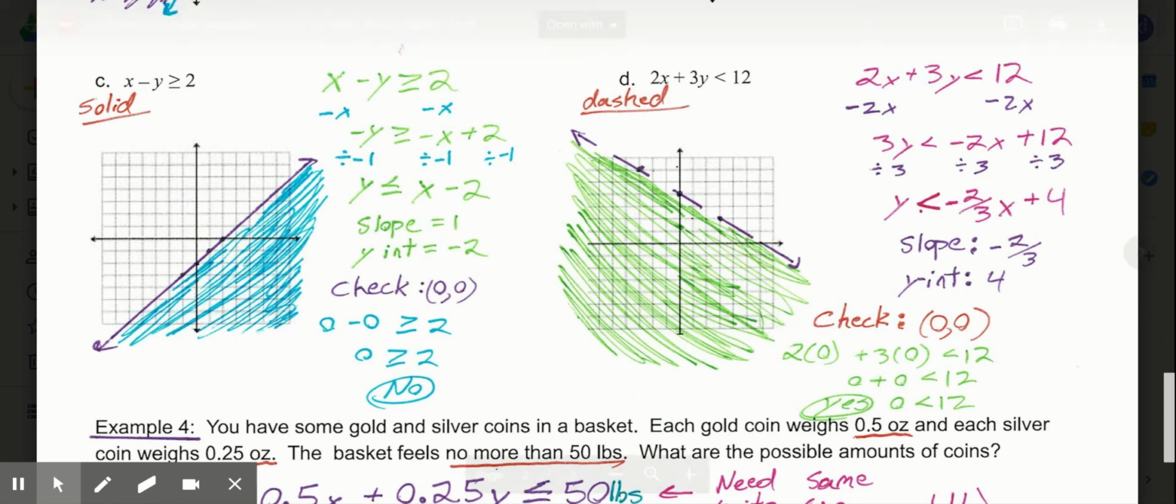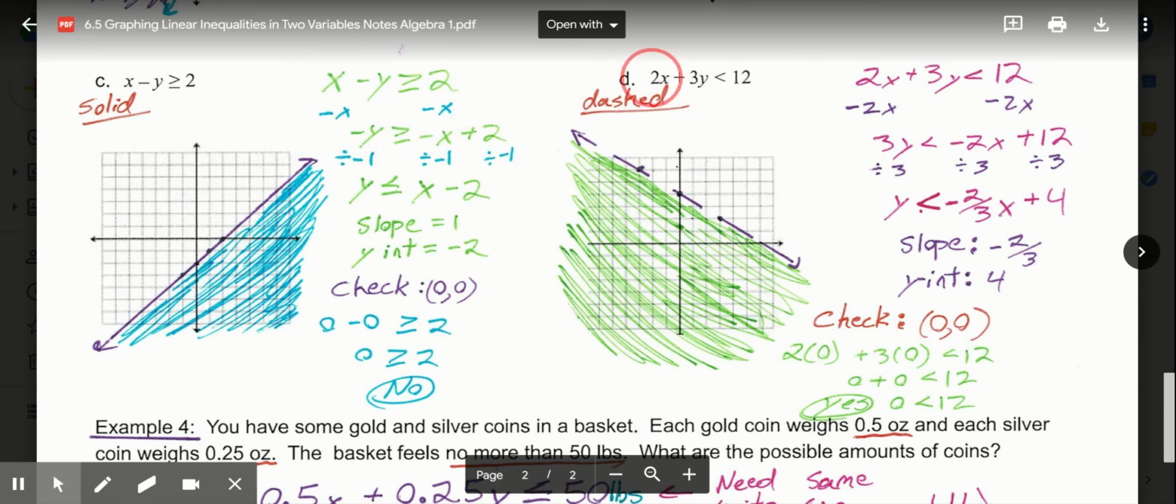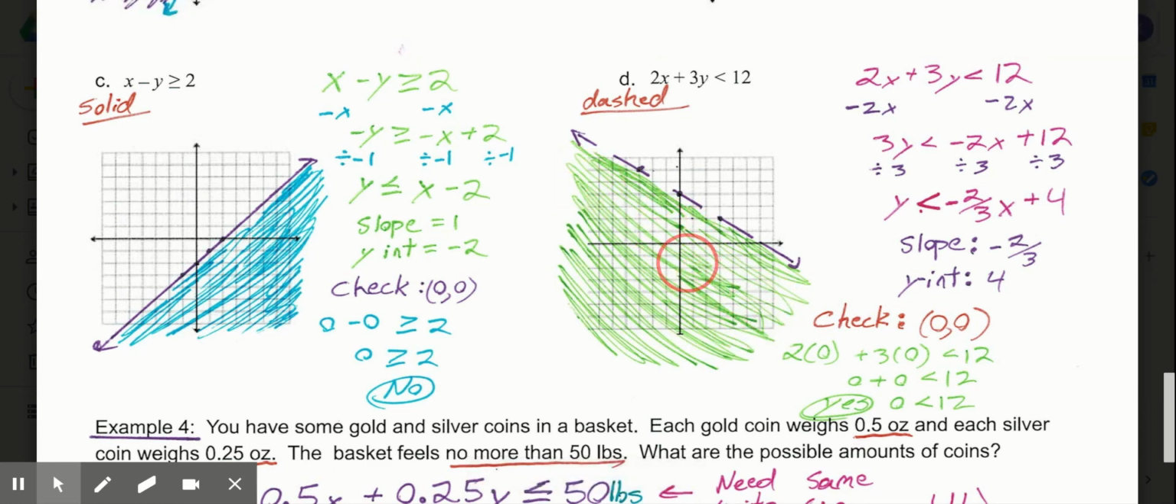Then plugging in 0, 0 to check, we plug it back into the original. 2 times 0 plus 3 times 0 is less than 12. 0 is less than 12, so 0, 0 is a good answer. So we'll shade the side of the line that includes 0, 0.